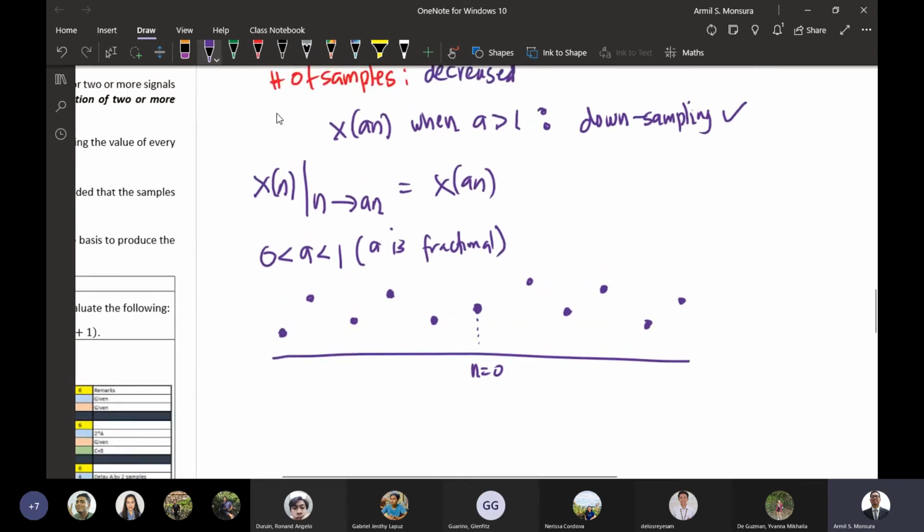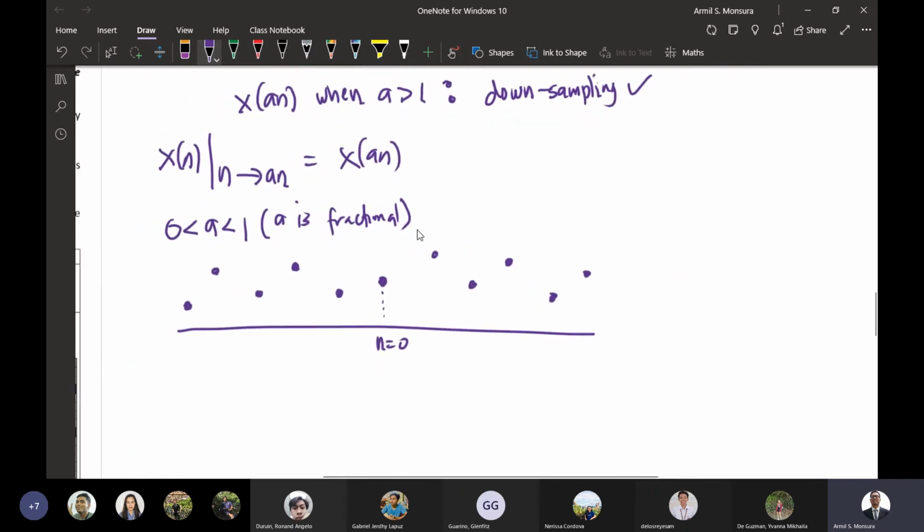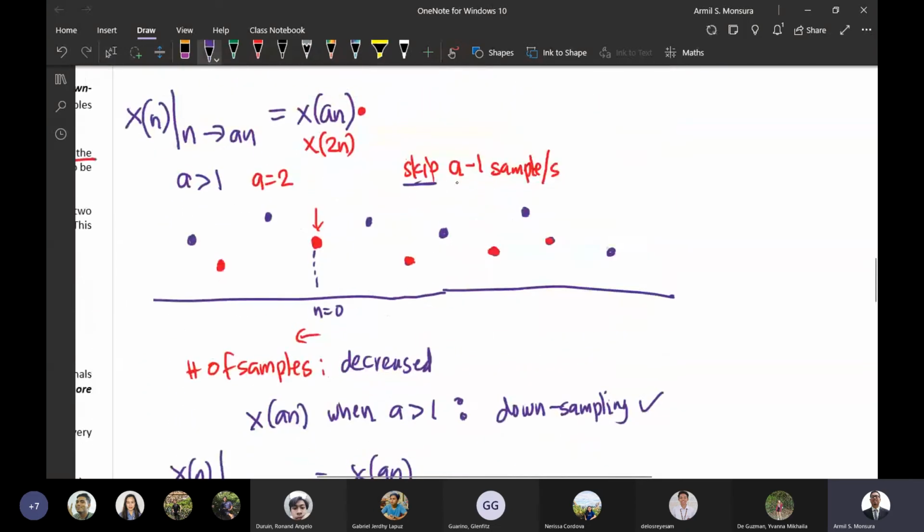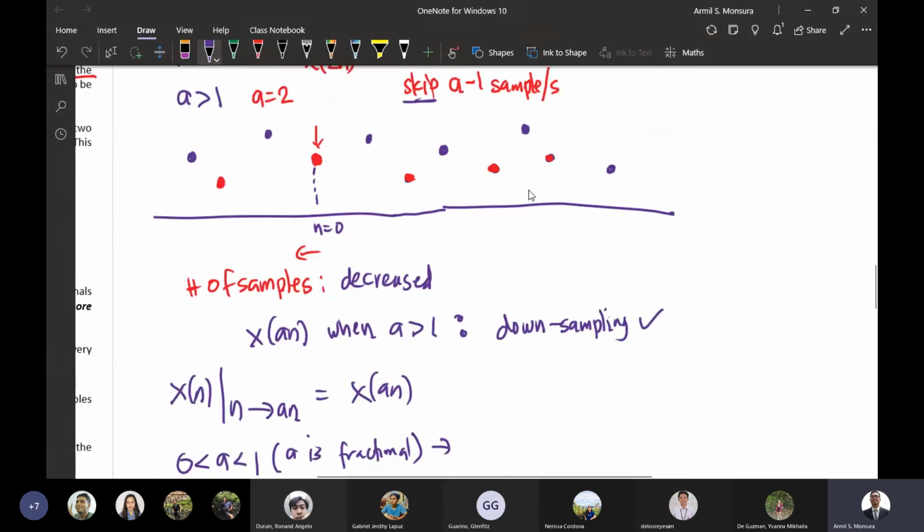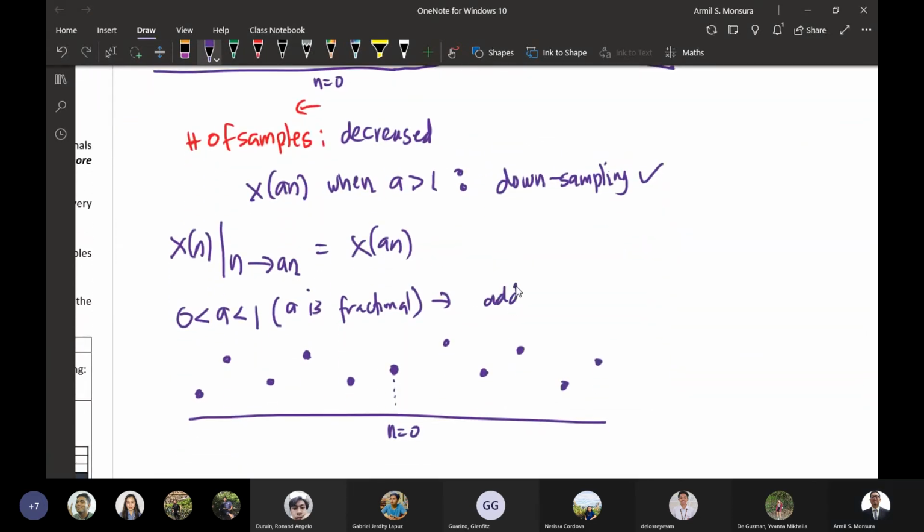Okay. Yung proseso niyo naman dito involves, kung dito skipping, you skip a minus 1 samples. Dito naman, you're adding. Hindi pala adding, inserting, yun pala yung tamang term. Inserting a minus 1 samples. Ibig sabihin, magsisingit ka ng sample in between samples. Okay, between samples. Ngayon, ito lang yung question dyan.